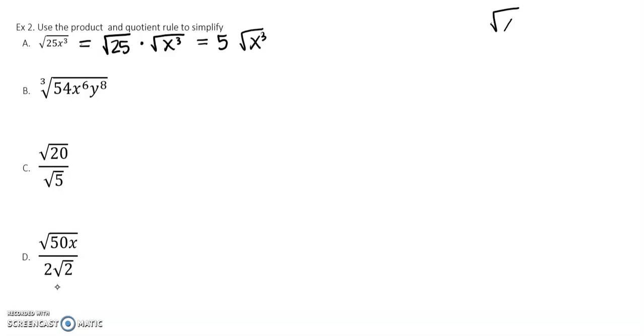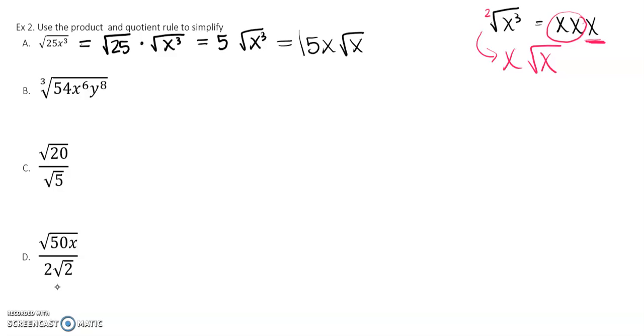So I'm going to go ahead and do that on the side here. And that I could write it as x times x times x. So remember, there's an index of 2 here, so we're looking for groupings of 2. So those come outside of the radical as just 1, not 2. And then what's left over is inside. Okay, so that's what this simplifies to. So this is 5x times the square root of x. And that would be your answer.